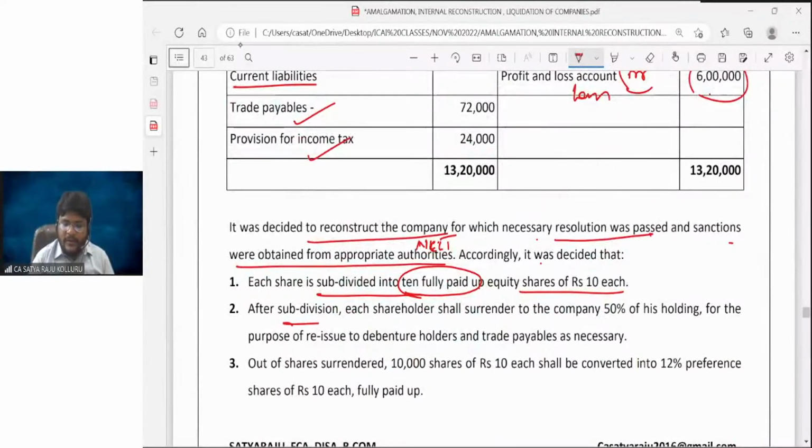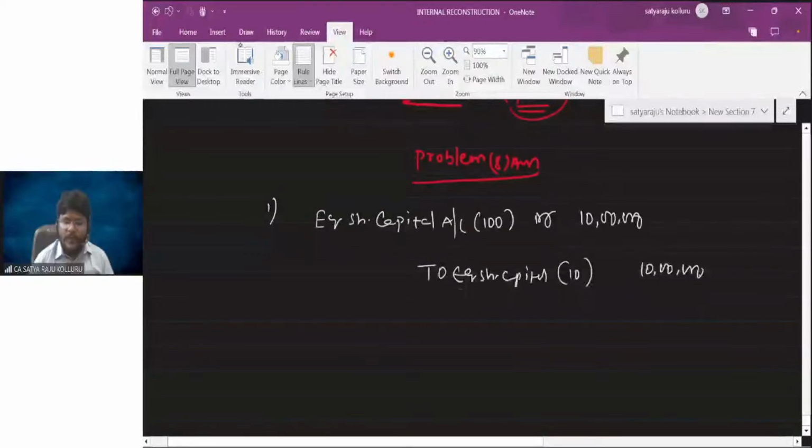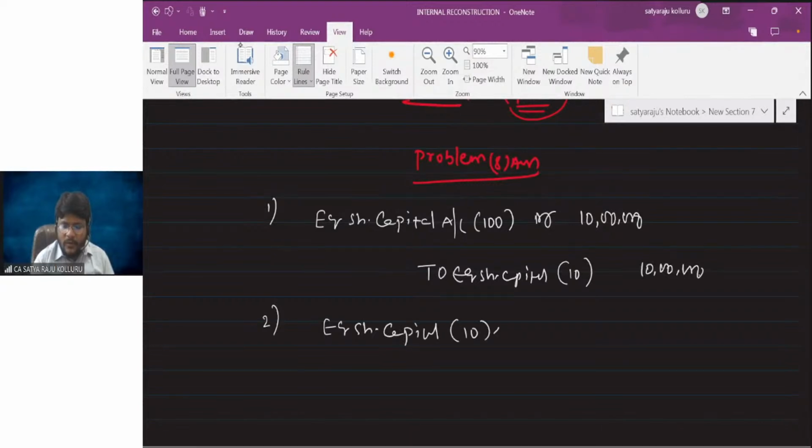After subdivision, each shareholder shall surrender to the company 50% of his holding for the purpose of reissue to debenture holders and trade payables as necessary. So we are utilizing the share surrender whenever there is requirement. Now 50% of holding means equity share capital, face value 10, to share surrender account. 50% means only 5 lakh. Am I right?